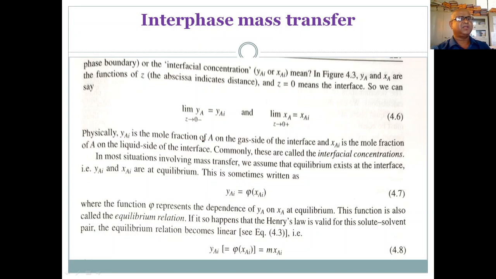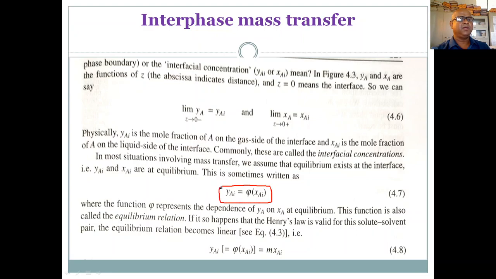YI is the mole fraction of A on the gas side of the interface, and XAI is the mole fraction of A on the liquid side of the interface. Commonly these are called interfacial concentrations. In most situations involving mass transfer, we assume that equilibrium exists at the interface, that is YI and XAI are in equilibrium, and this is sometimes written as YAI equal to a function of XI, that is the equilibrium relation.